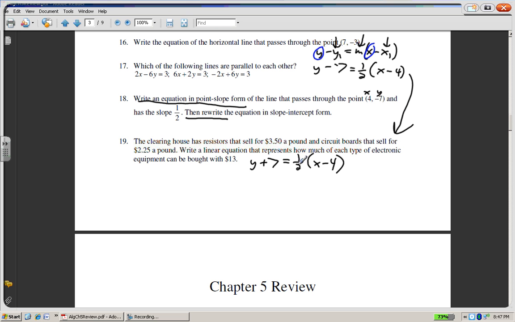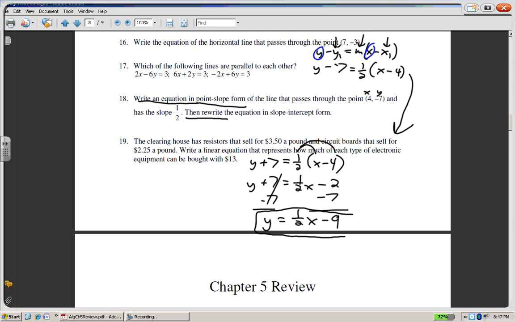Here's the nice thing about using point-slope form. Anytime I try to convert it to slope-intercept form, there's two things I do. First, I distribute. 1/2 of 4 is really like 4 divided by 2, which is 2. And now we're going to subtract. And there we have it. Number 18, y equals 1/2 x minus 9.